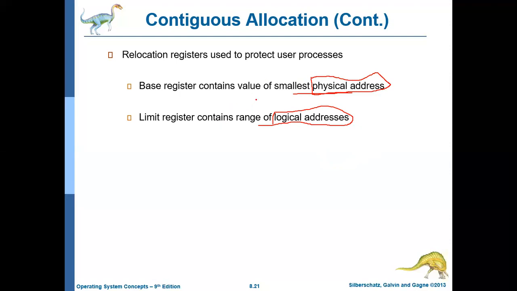Whereas the limit register contains the range of logical addresses. This is not a physical address. It is a logical address, which means it is a relative, relocatable address. It is logical with respect to the actual physical address.